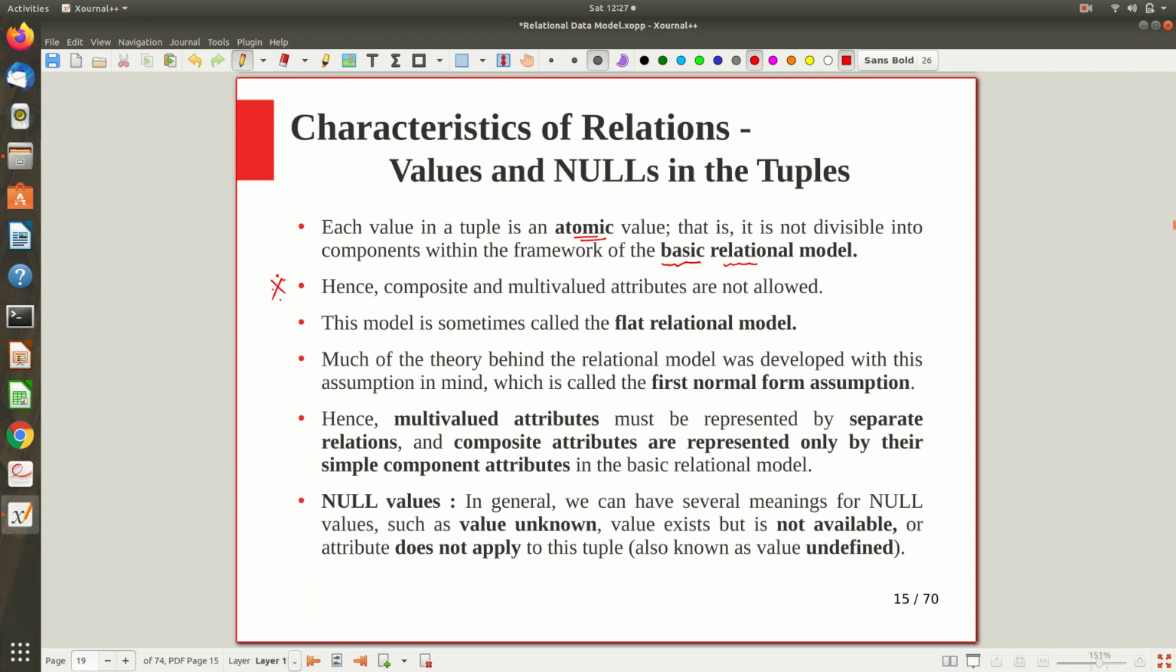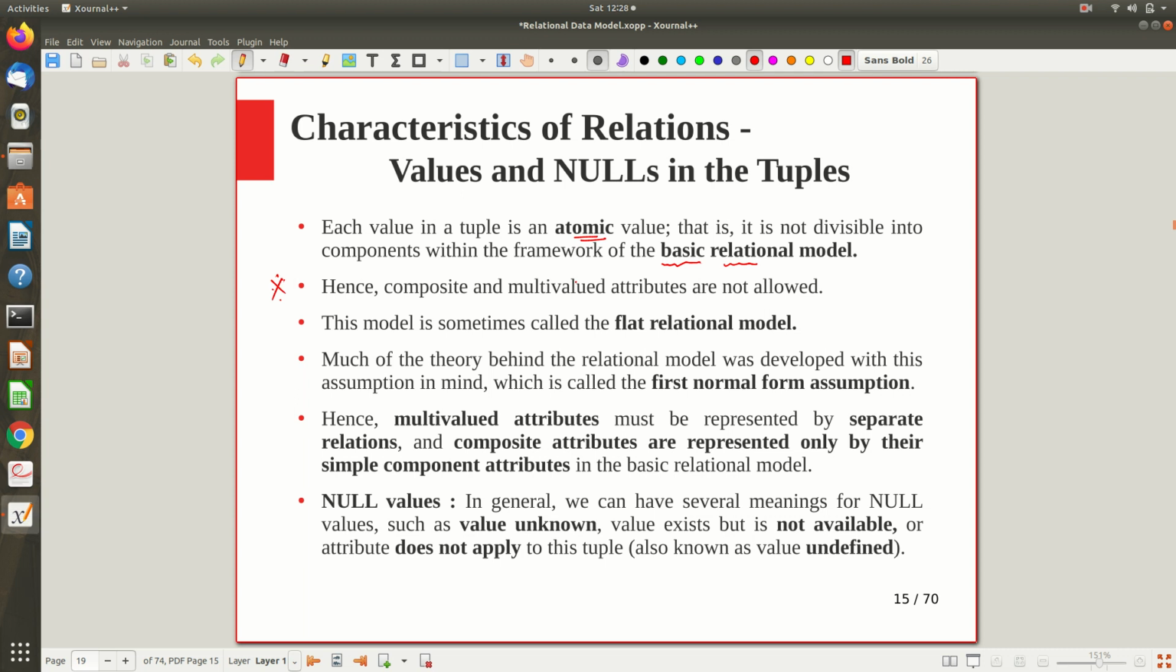Composite and multi-valued attributes: you know what is a composite attribute? It can be divided further. Multi-valued means it can assume more than one value corresponding to each attribute within a tuple. Something like that is not allowed in the relational model. In the ER model we saw both of them, because the ER model is closer to the user. When it comes to implementation, if you allow composite or multi-valued attributes, that will make things complicated. So the basic relational model assumes it is not going to support composite or multi-valued attributes.